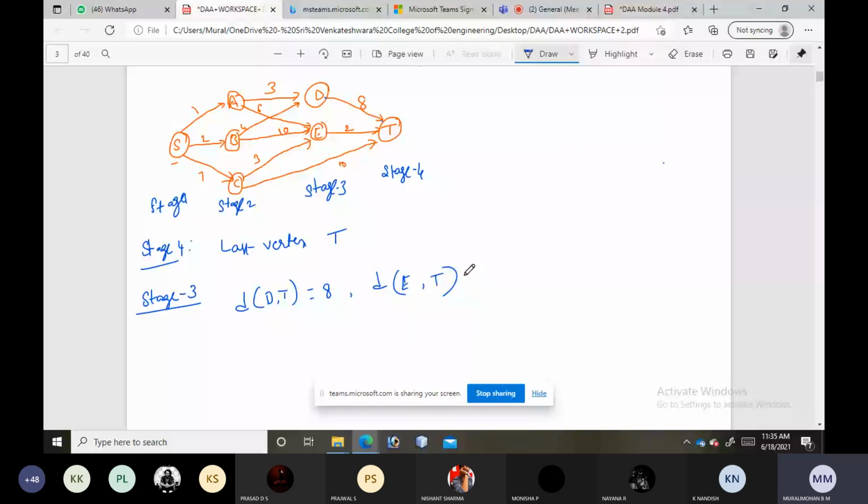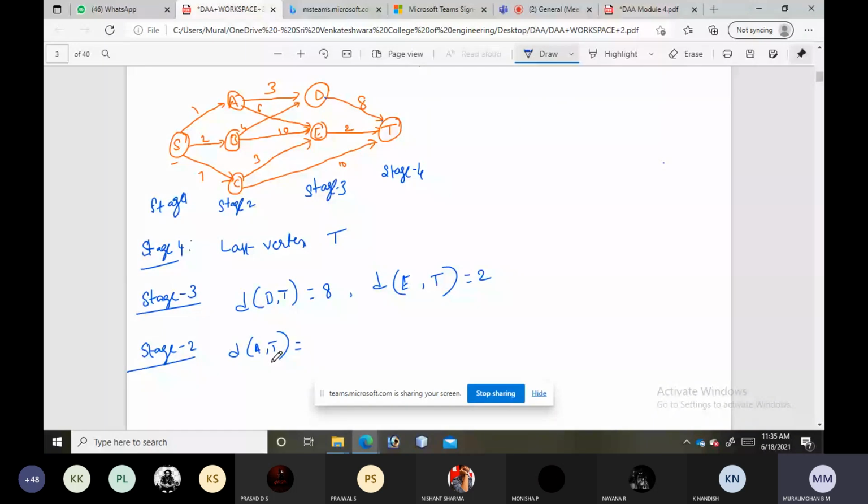Next we will go for stage 2. Now in stage 2 we are having A to T we should find out, B to T we should find out, C to T we should find out. Because in stage 2 you see here A, B, C is there. So we should find out A to T, B to T and C to T. Okay. First let us take A to T.